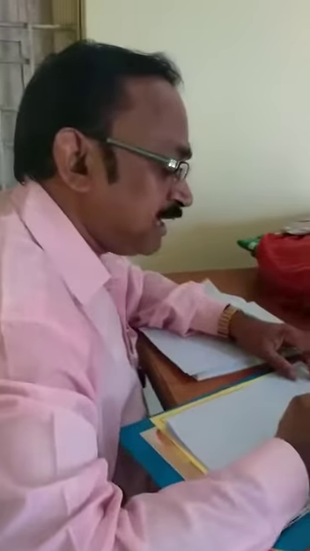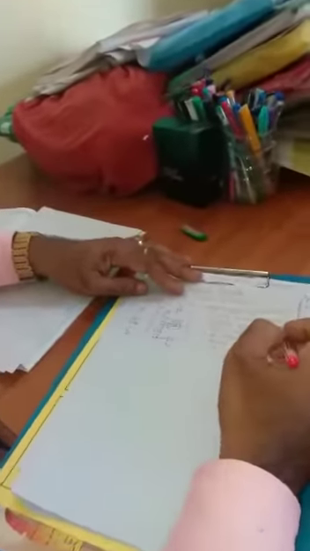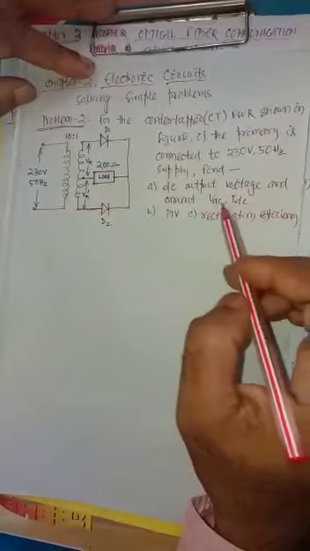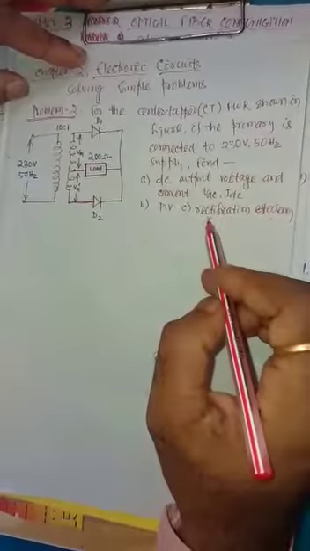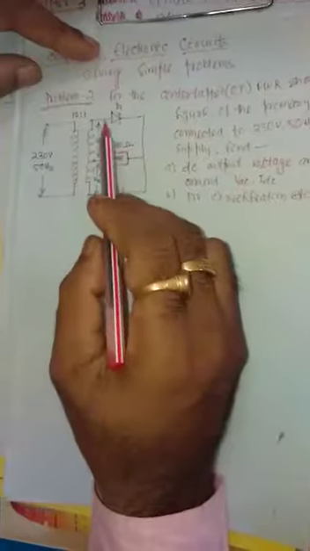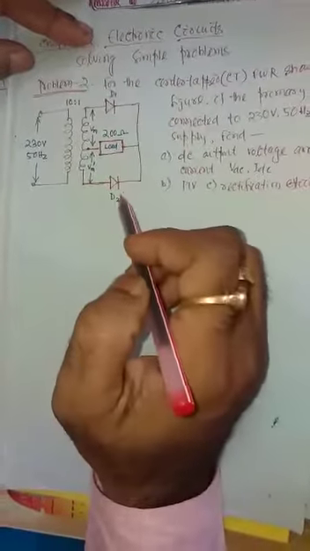For the center tapped full wave rectifier shown in the figure, if the primary is connected to a 230 volt 50 Hz supply, find the DC output voltage and current, that is VDC and IDC, the peak inverse voltage and the rectification efficiency. The center tapped full wave rectifier circuit is given like this.